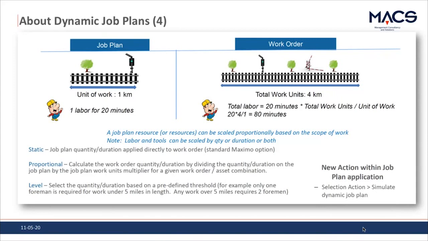But then we have the dynamic job plan functionality, which adds two other calculation methods, at first proportional. You can calculate the work order quantity or duration by dividing the quantity or duration on the job plan by the job plan work units multiplier for a given work order. That's what we basically did above, where you divide by 1 or by 4. Then you also have a level calculation method, where you can select the quantity or duration based on a predefined threshold. I will come back to that later in a slide, because this is also where a new application comes into IBM Maximo.